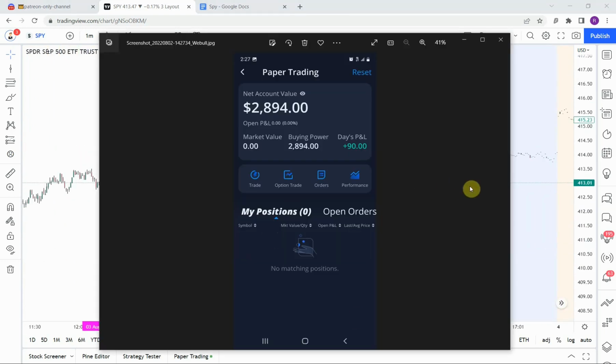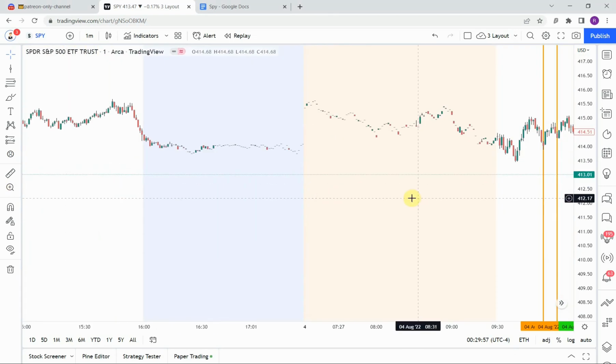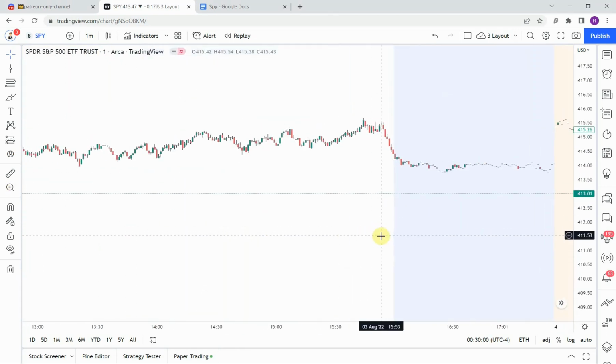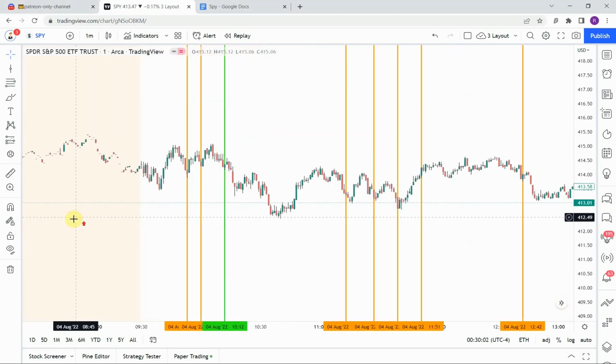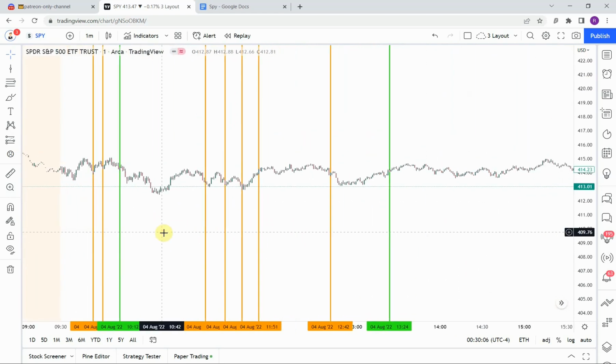But as you can see, I believe it was this day right here that we actually ended up a decent amount in the red. And so we weren't able to recover as much as we had lost in the beginning. Then this was the big red day right here, a big red nasty day.